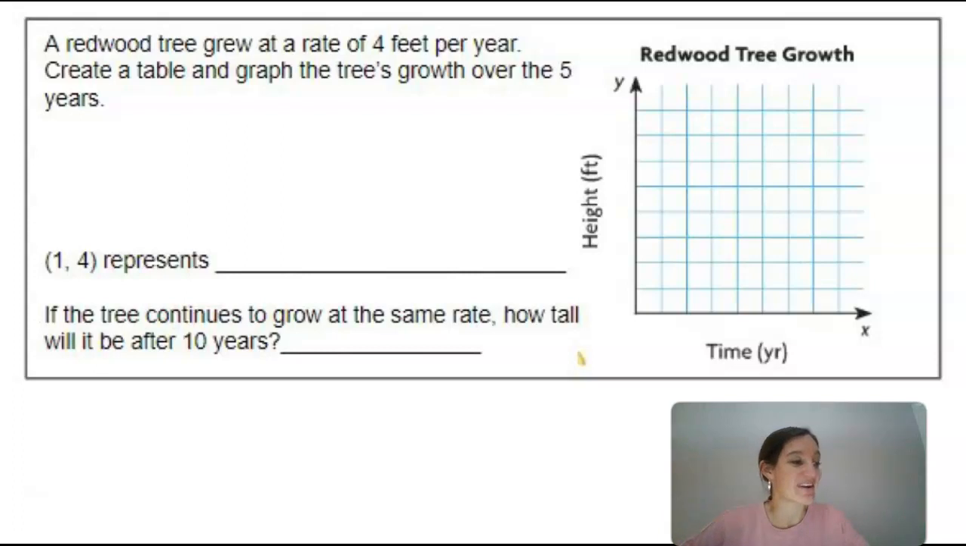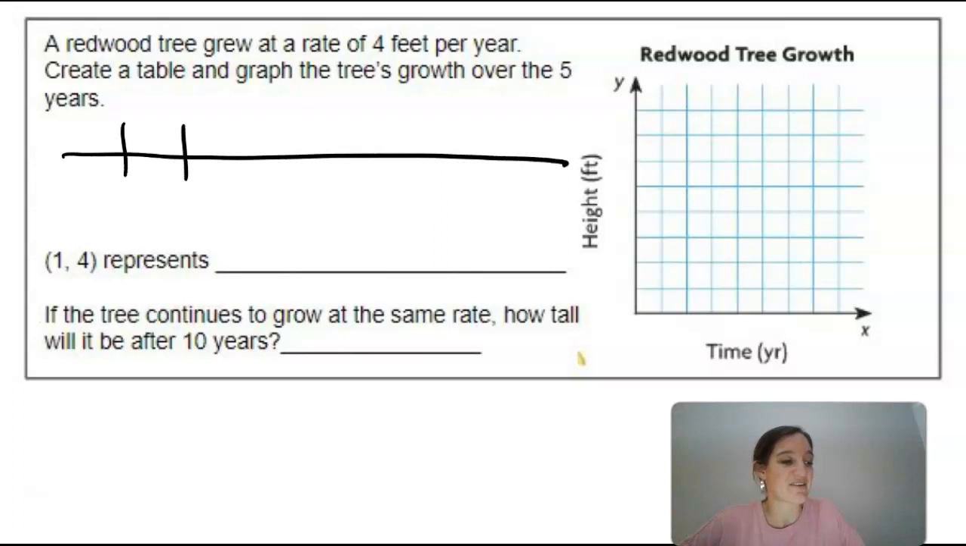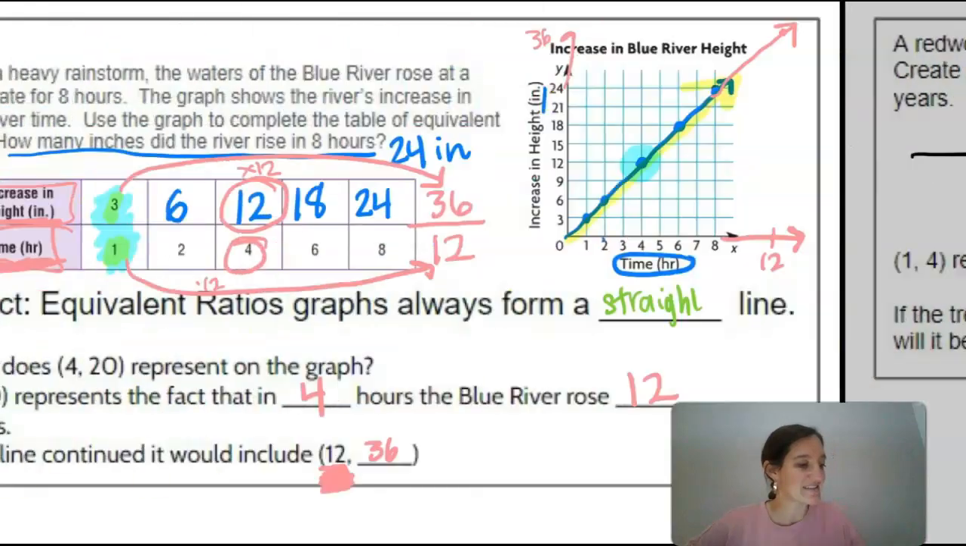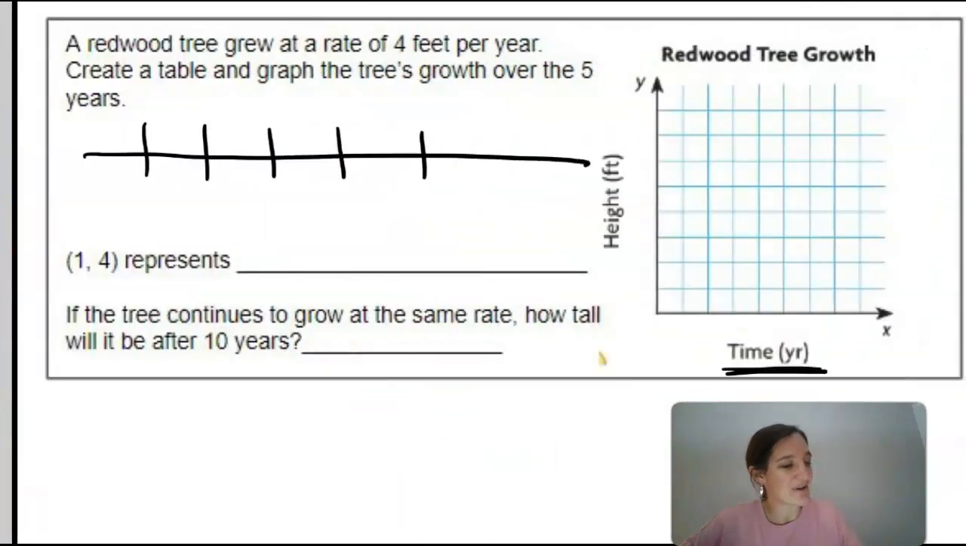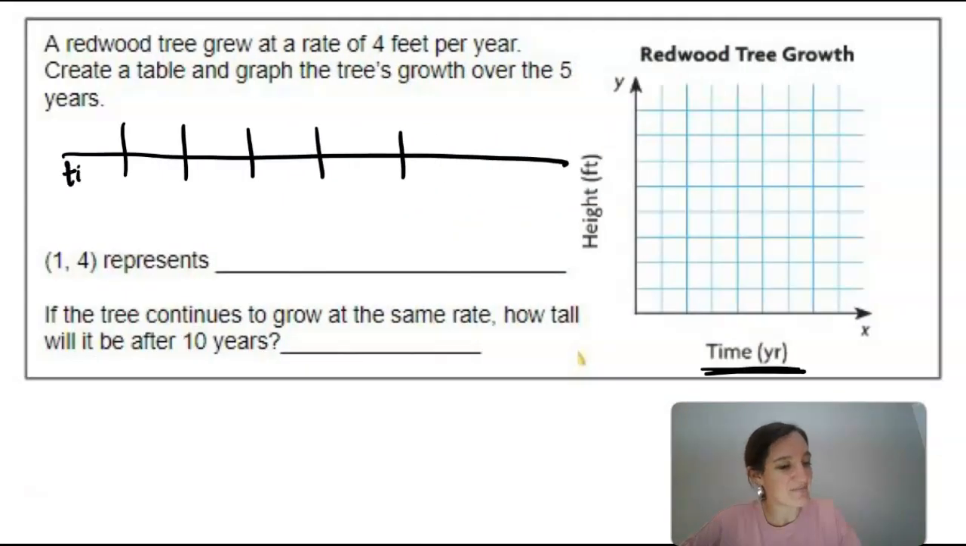So now we're going to create our own table. I am really simple with my tables. I just like to go like this. Isn't that a cool table? And I started off by, it looks like they want time for the x-axis. And so I'm going to put time here on the bottom and height here at the top. So 4 feet in 1 year.